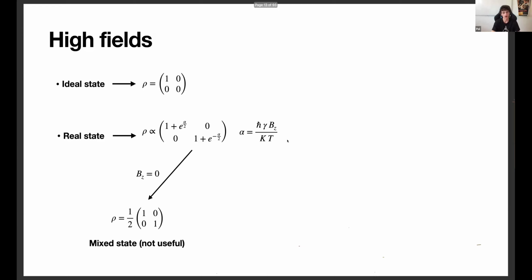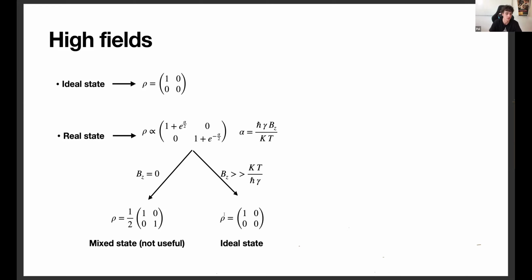If I don't apply a magnetic field, my state will be the completely mixed state. Now, this state is completely useless because during the dynamics, it will not gather any information whatsoever about the interactions that I want to detect. So that's why we need a magnetic field. And why does it have to be strong? Well, if it's strong compared to the other constants in this parameter, my state tends to be the ideal state. Now, in the ideal state, the information accumulated throughout the dynamics is the maximum possible.